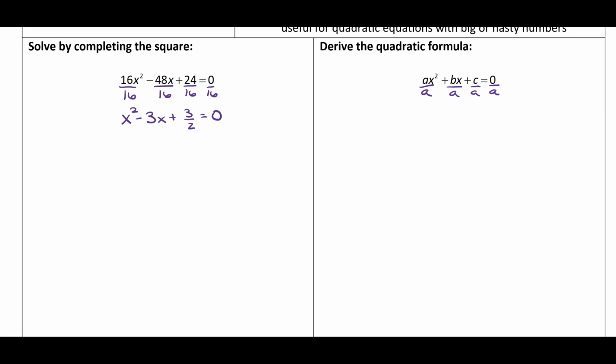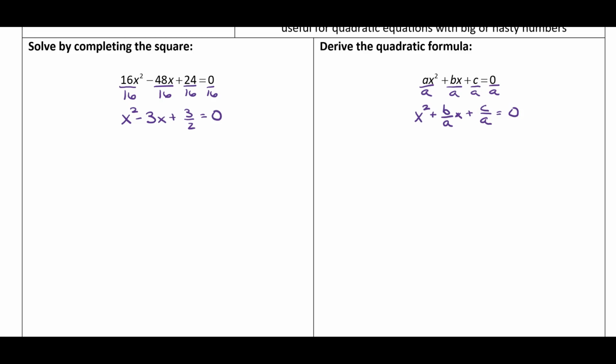Now on the right side over here, a divided by a ends up being 1. So we have 1x squared, but unfortunately we can't divide b by a. So we have to just write this as plus b over a. And then instead of putting the x on top, I'm just going to put it over to the side so that it looks like our 3x. c divided by a would just be c over a. And 0 divided by a would just be 0. So notice our formula is looking a little similar now.